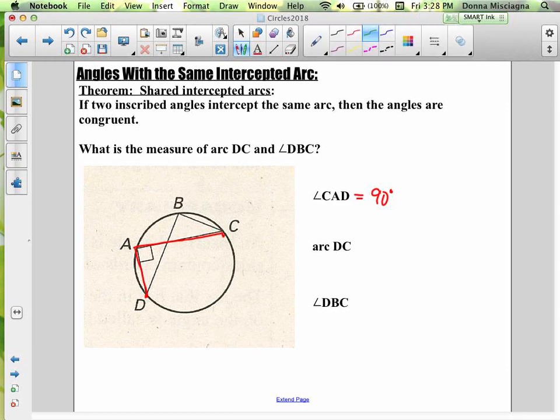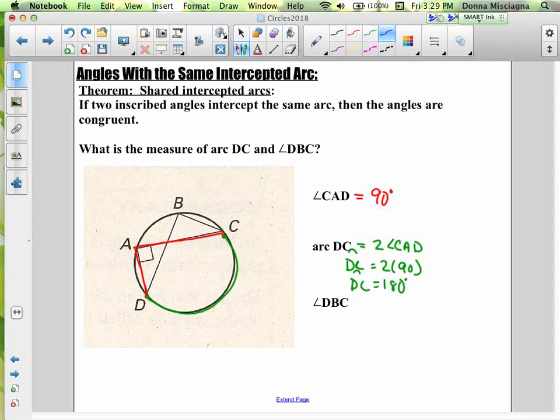Arc DC, that goes from D to C. Notice that is the intercepted arc for angle CAD. That arc is on the endpoints of the angle. So that means that arc DC is equal to twice the measure of angle CAD. And since angle CAD is 90 degrees, arc DC is 180. So don't forget to put this in your notes.